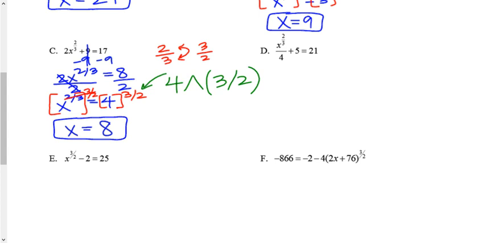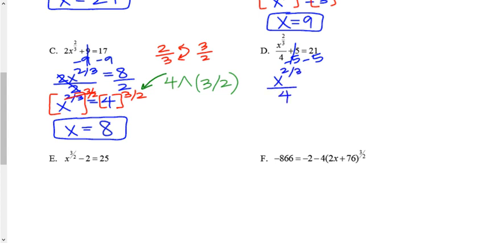Let's do D. I have to get that x to the 2/3 power all by itself. So, first I'm going to subtract 5 from both sides. Not add 5. I don't know what's going on today. All right, subtract 5 from both sides. So I still have x to the power of 2 over 3 over 4 equals 16.